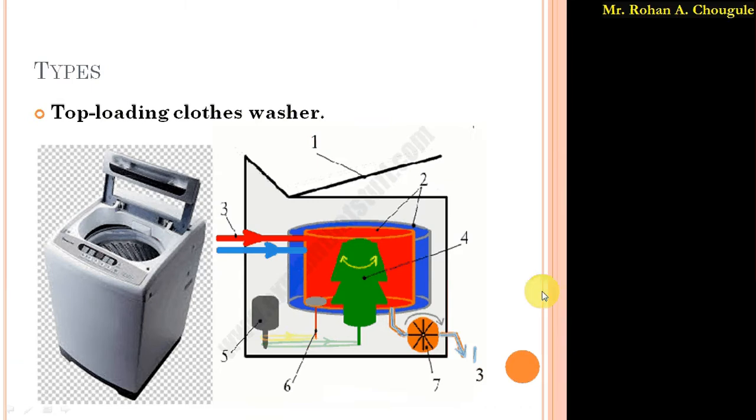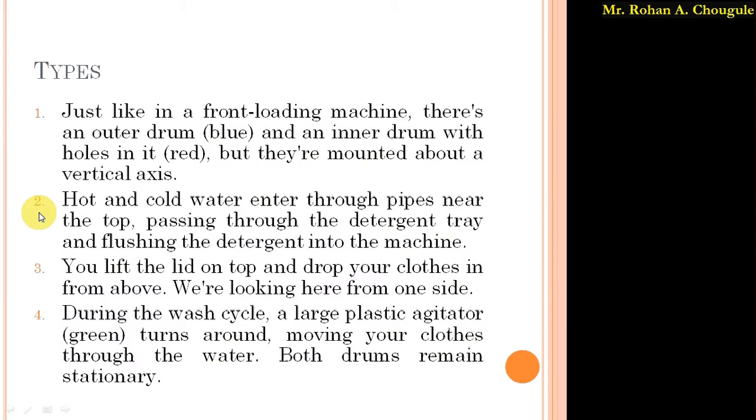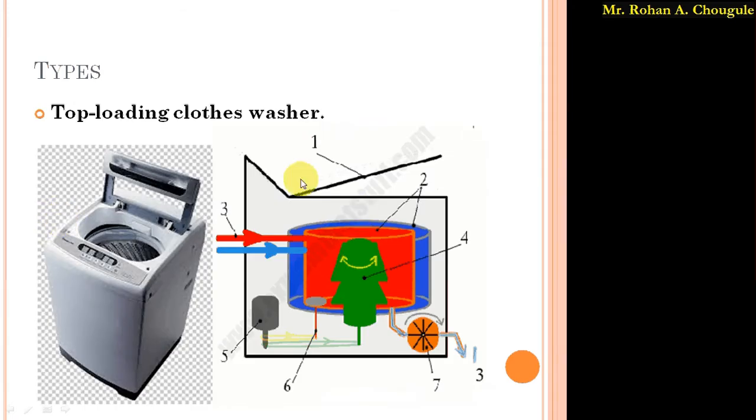So here, this is the first point, a simple image of the top loading washing machine. So here drums are used. Again, a green color agitator is used. So we'll discuss this one by one.